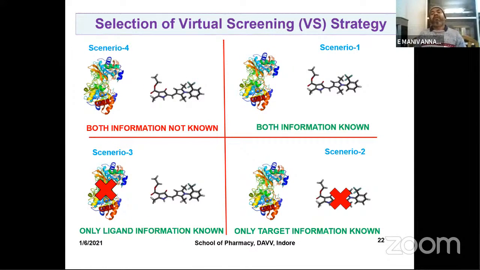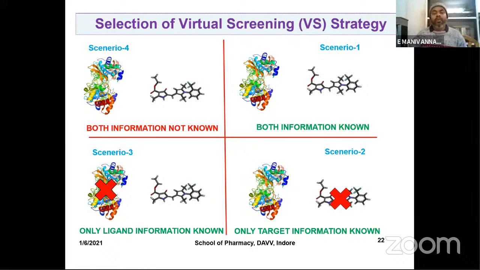In drug discovery, we often meet 4 different scenarios. For some disease, you will have the drug target structure and ligand, both the information available. So in this case, you can adopt both ligand-based virtual screening and structure-based virtual screening, or structure and ligand integrated approaches. So this is possible with scenario 1, where you have drug target structure and ligand information, both available.